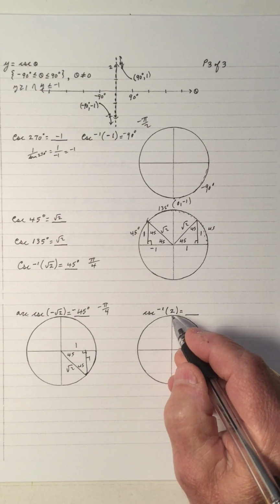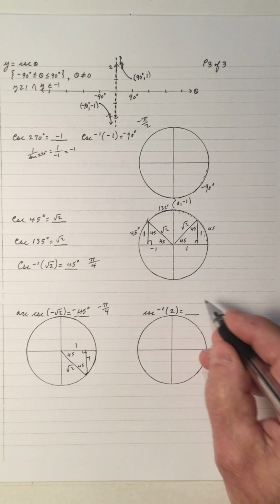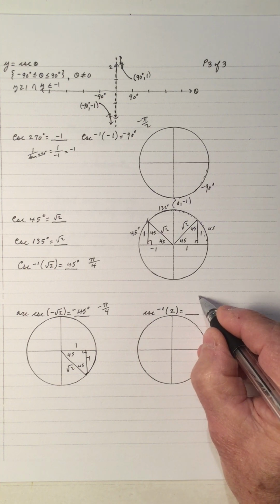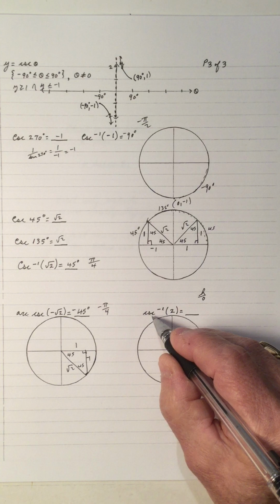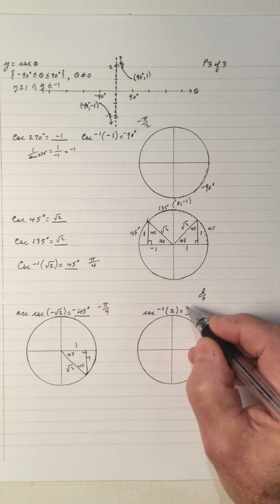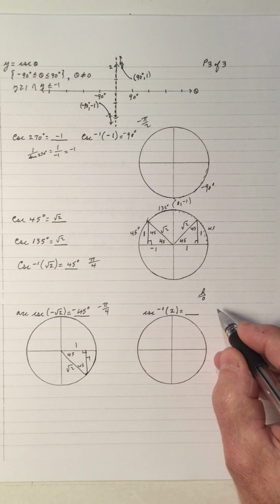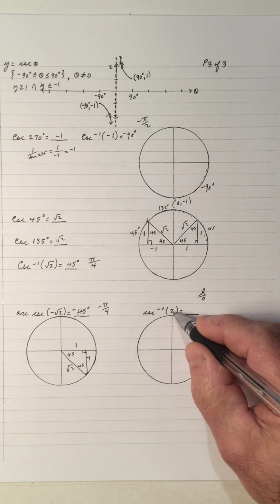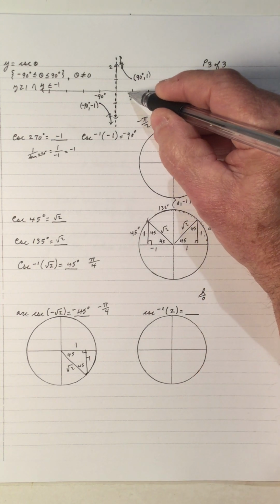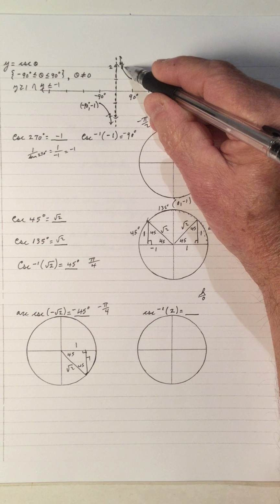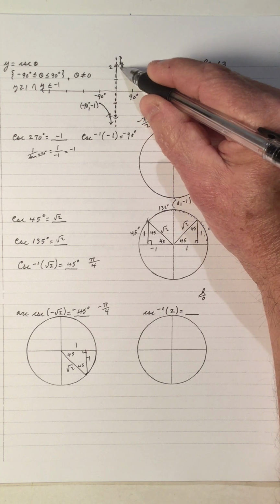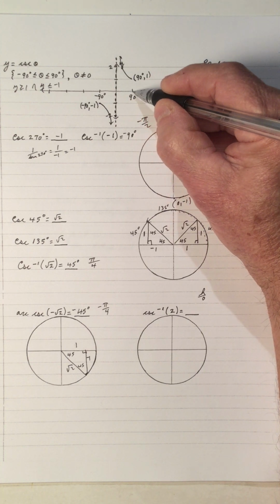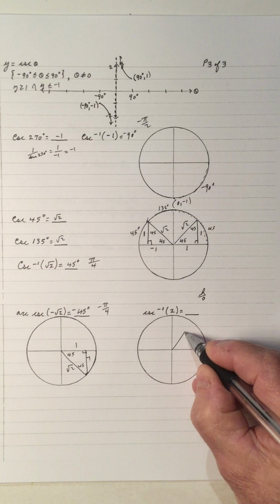And we have a 2. Cosecant is hypotenuse over opposite, because it's the reciprocal of sine. Sine is opposite over hypotenuse. This is hypotenuse over opposite. And as 2 is positive, which means it's up here, the angle must be between 0 and 90. 2 is here, so the angle is between 0 and 90, so we're in the first quadrant.